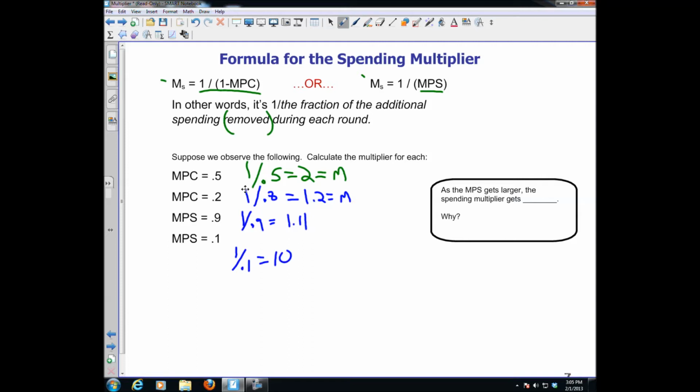That brings me to this question here. As MPS is getting larger, the spending multiplier gets what? Smaller. So in other words, the more money that gets taken out in each round, the smaller the effect of the multiplier. And why is that? Well, because the money that's removed from savings in one round cannot become spending in the next.